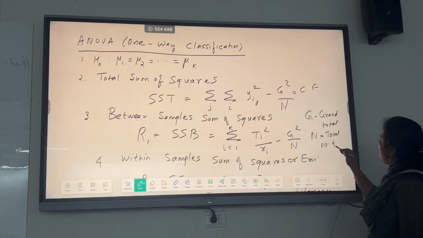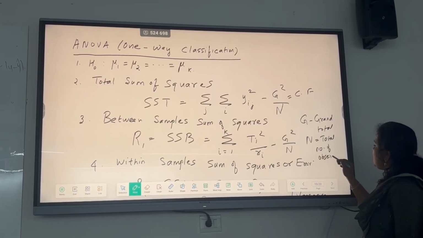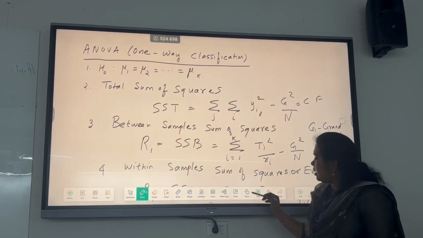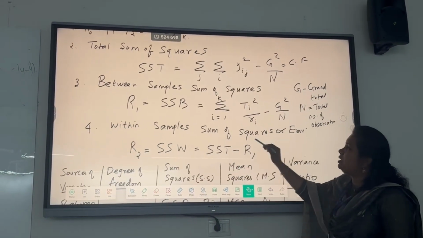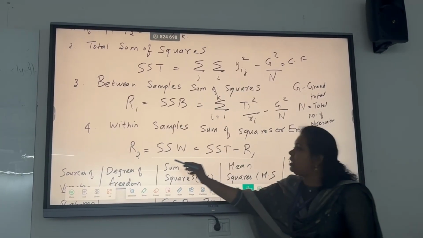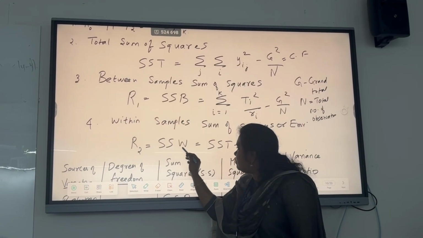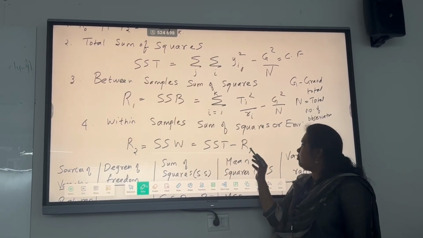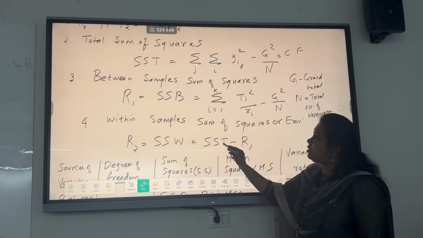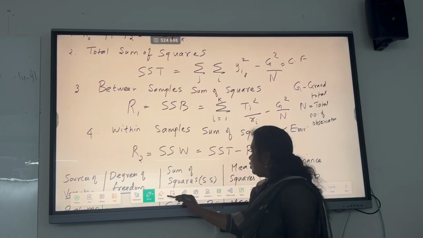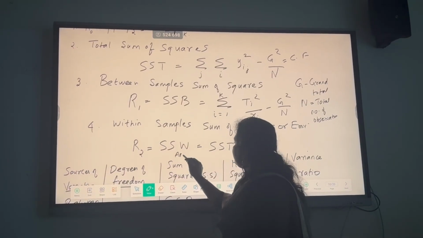How many terms are given in the question, that many you have to count and write down as capital N. Next is the within sample sum of squares, or error, denoted by R2. That is the within sum of squares, which is SST minus R1, the total sum of squares minus R1. Based on this, next we are going to calculate the ANOVA table.